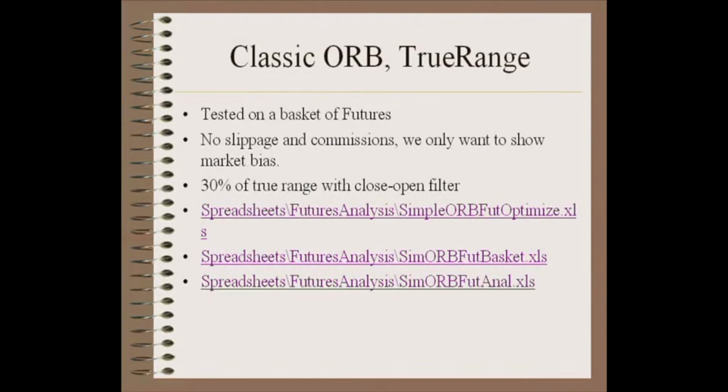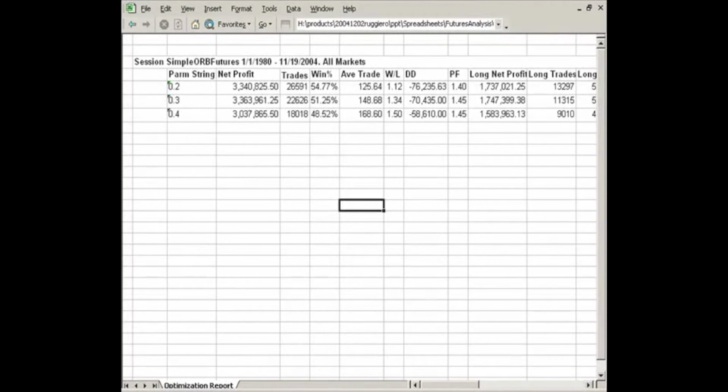Okay, we're going to be testing these on baskets of futures. We're going to use no slippage and commission because we just want to show the bias. Later, when we're doing equities, we're actually going to include slippage and commission in the stock examples. But I just want to show you the bias here. We're going to use 30% of the true range with that filter, the system we just showed. Okay. And we only optimized a few parameters here, but this is an optimization report from Trader Studio.